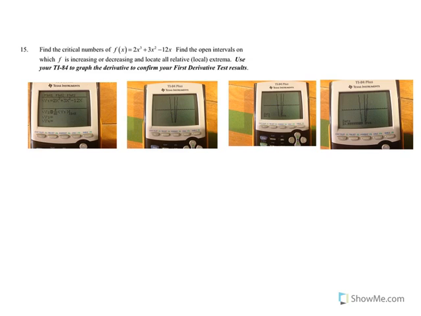So to get a graph of f prime, we're first going to put our original equation into the y equals menu. So we're going to put the original function into y1, and then in y2 we will go ahead and tell the calculator to graph the derivative of this.